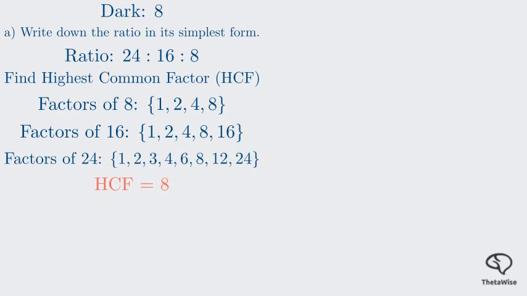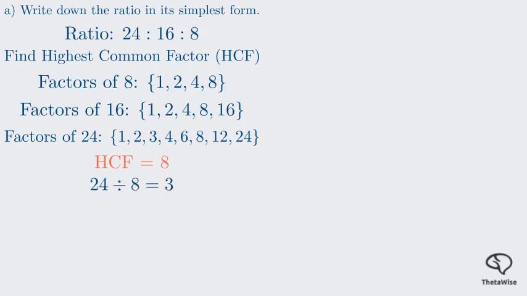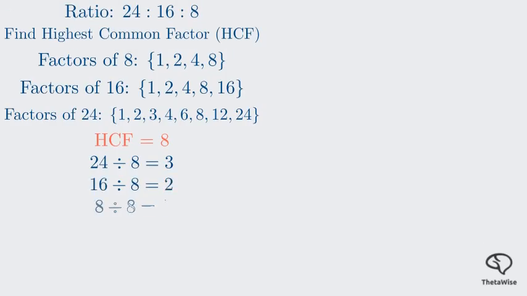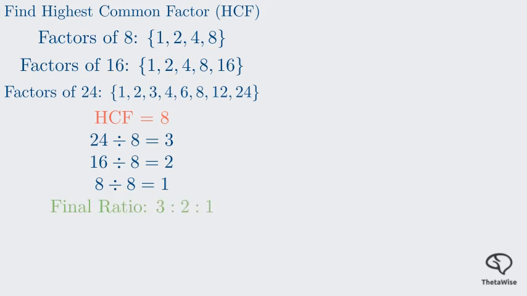So, we divide each part of the ratio by 8. 24 divided by 8 is 3, 16 divided by 8 is 2, and 8 divided by 8 is 1. So, the simplest form of the ratio is 3 to 2 to 1. This means for every 3 white chocolates, there are 2 milk and 1 dark.